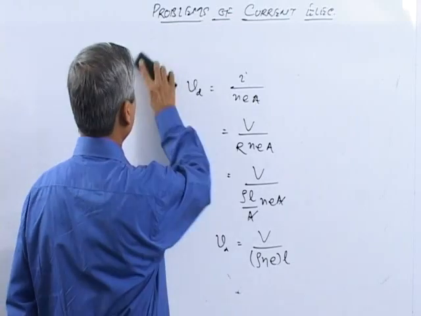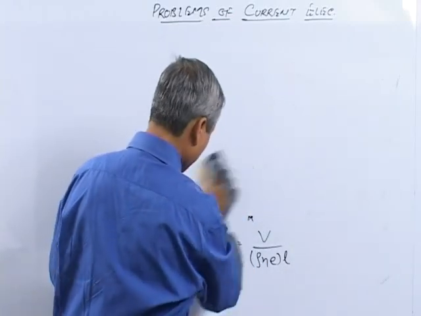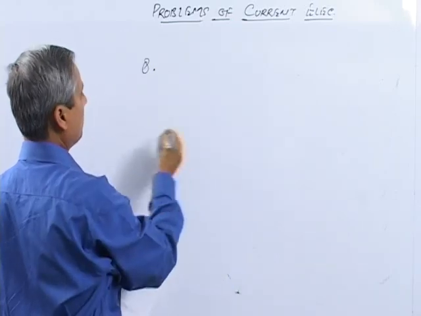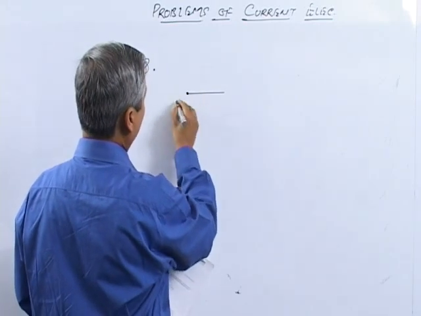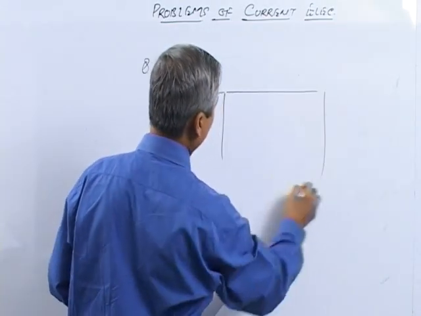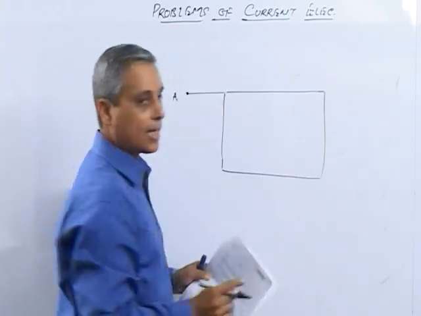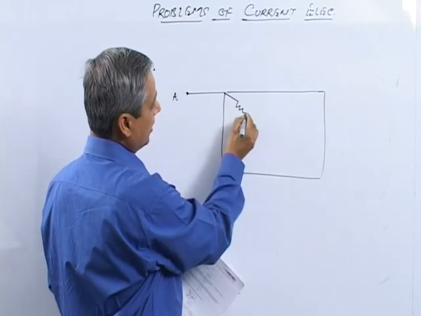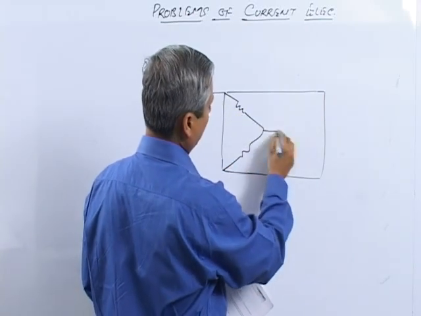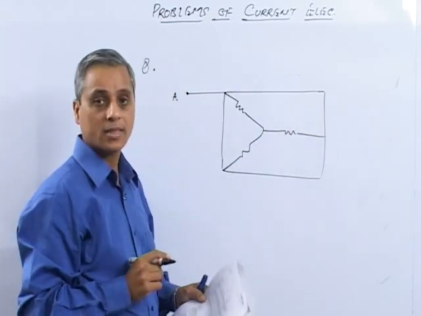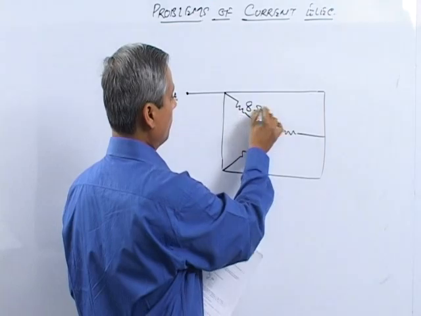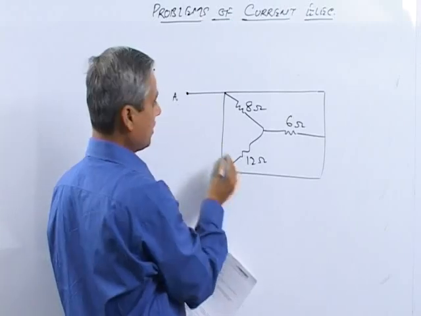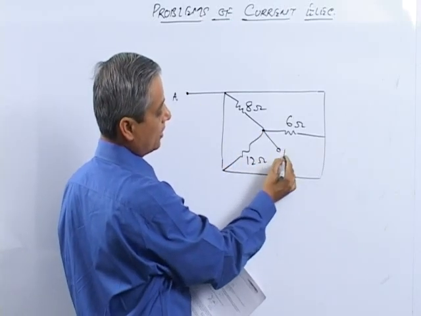Now question number 8. For question number 8, we have a circuit presented like this, a terminal A, then a rectangle. This rectangle is made of a copper wire, means conducting wire, and then we have 3 resistances connected like this. The resistances are 8 ohm, 12 ohm and 6 ohm, and then one terminal of the circuit is at this node, that is B.